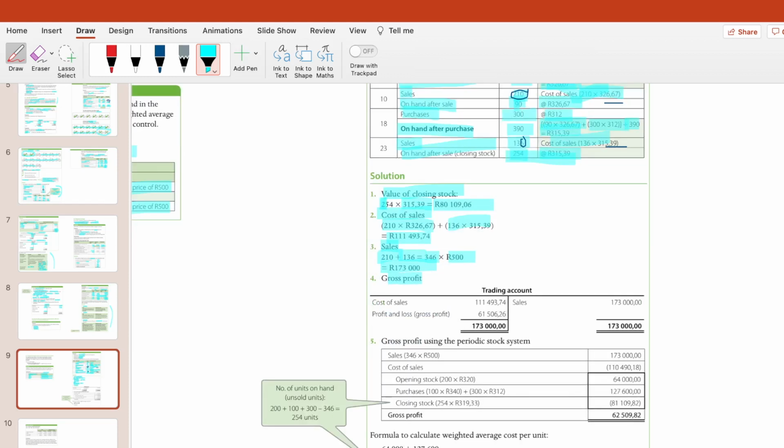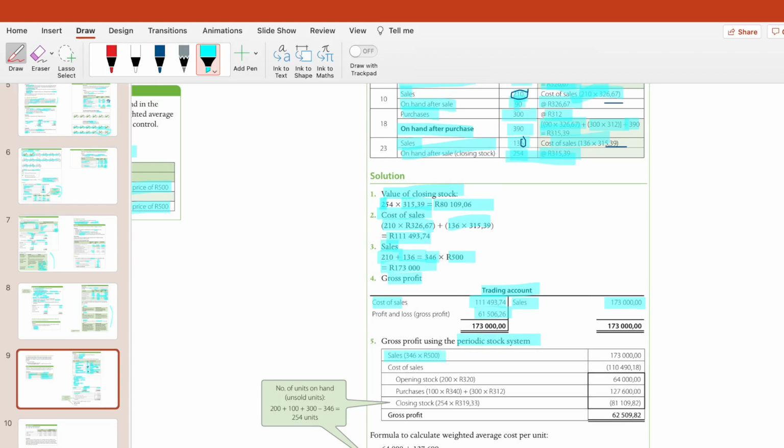Now our gross profit, we work it out as follows. This is our trading account. So remember, our trading account is debited with the cost of sales. That's the 111,493 rand 74 cents. We credit our trading account with the 173,000 of the sales, and then our profit is 61,406 and 27 cents.